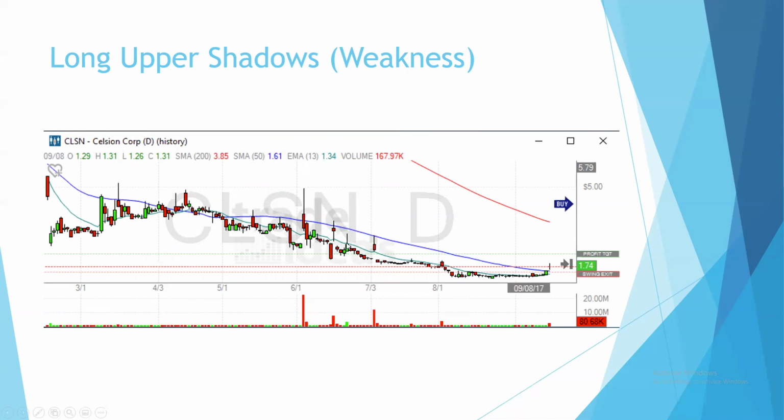Upper shadow, next day's red. Upper shadow, next few days are red. Upper shadow, next 2 days are red. So it's a very simple, easy concept.